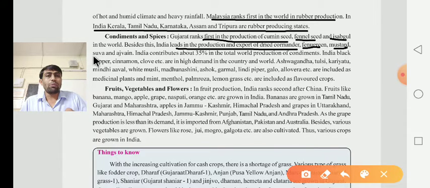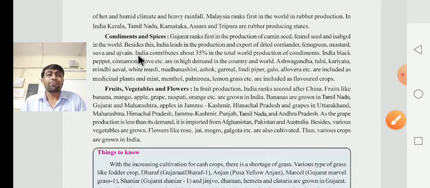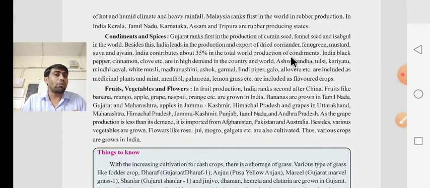After that, they have given about the shua and ajma. These are all the things produced in India, and most of them are exported from India. India contributes about 35% of the total world production of the condiments. What they have to say is that India gives a contribution of about 35% of total world production of the condiments. Condiments, it means hissedari.